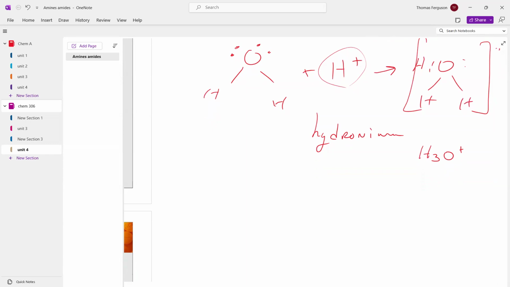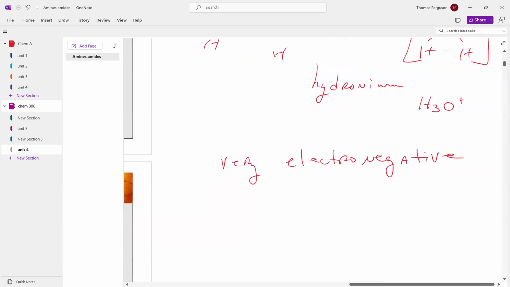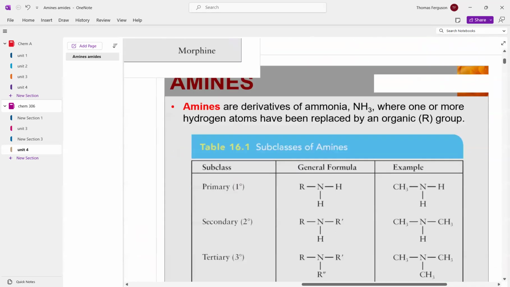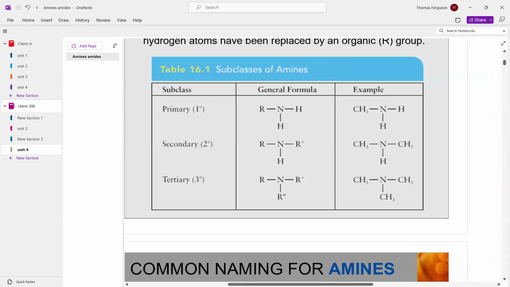They tend to be very electronegative. Very electronegative. And because they're very electronegative, they have a very high intermolecular force component to it. So we're going to see in a minute here that nitrogen forms a partial negative charge.